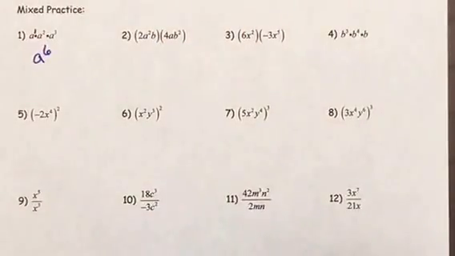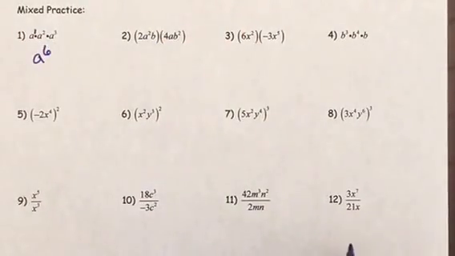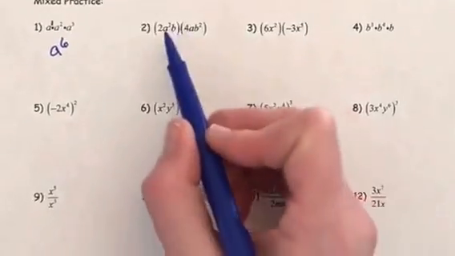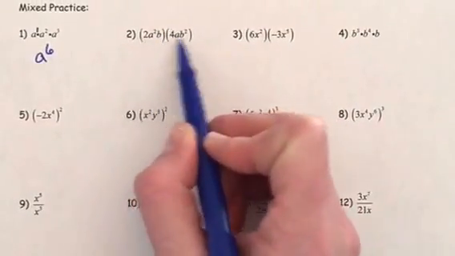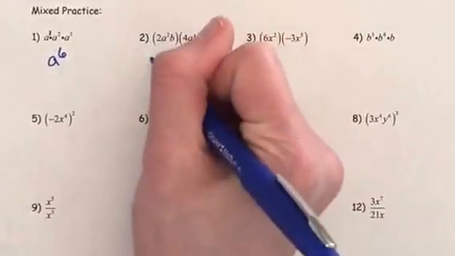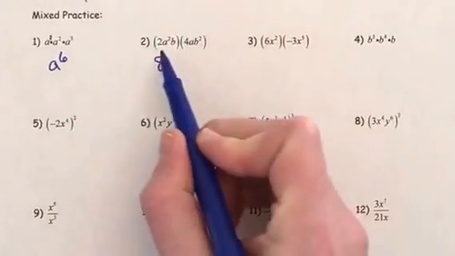We add all those exponents. If it helps you to write out the whole expression, by all means, go ahead and do that. For the second one, again, it's a multiply problem. We're going to add the exponents of the variables with the same base. So first we multiply the coefficients. 2 times 4 is 8.